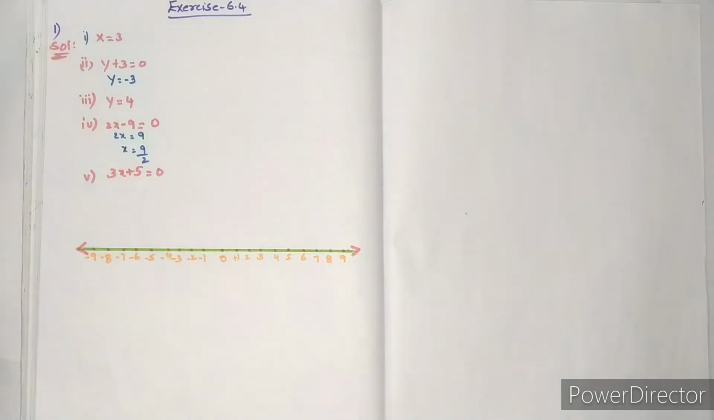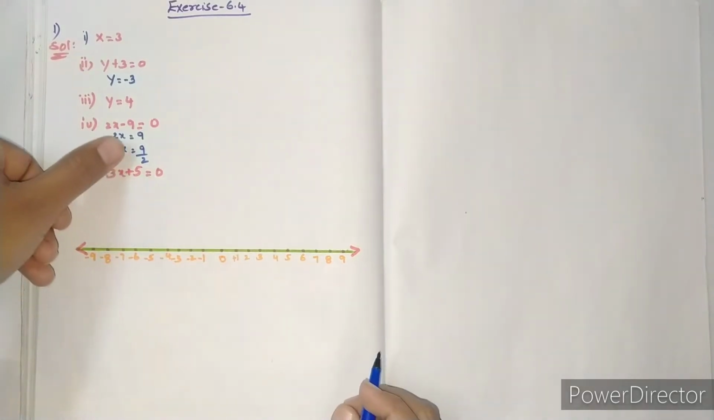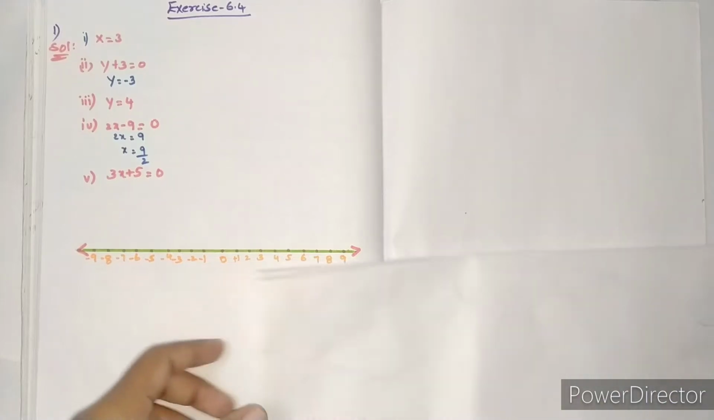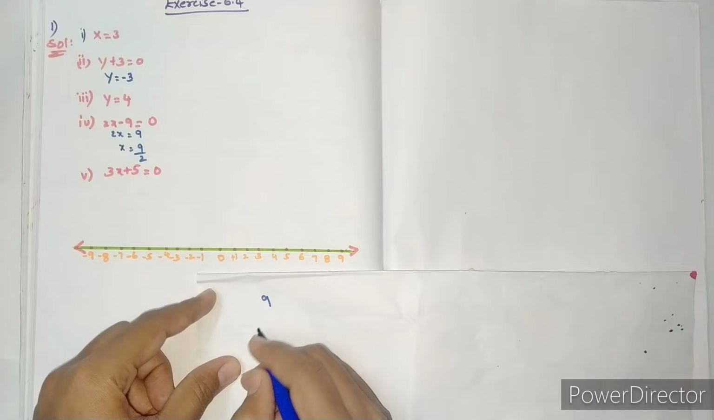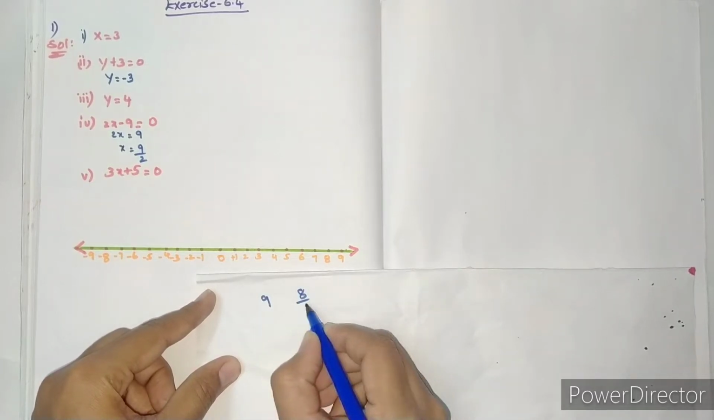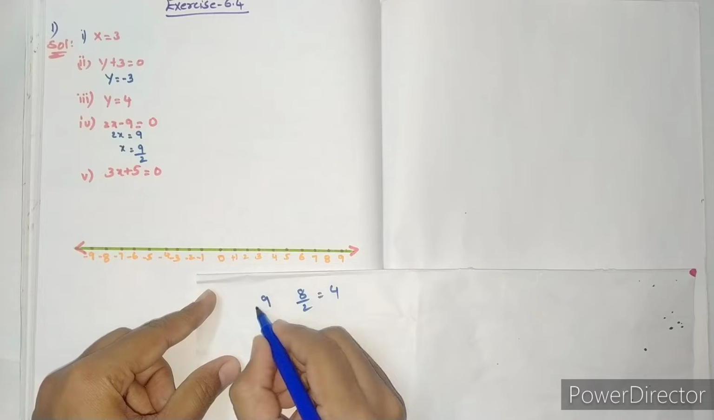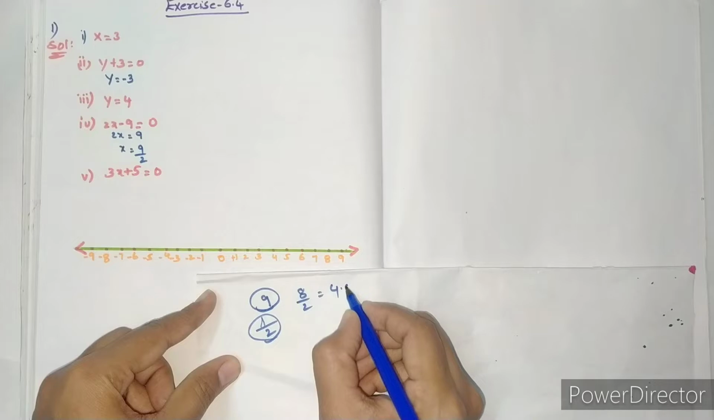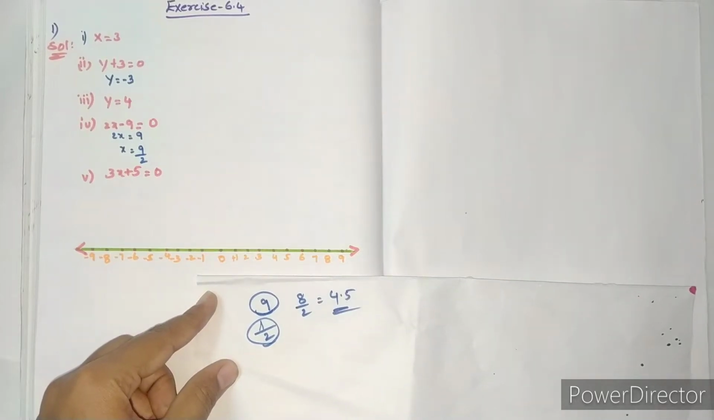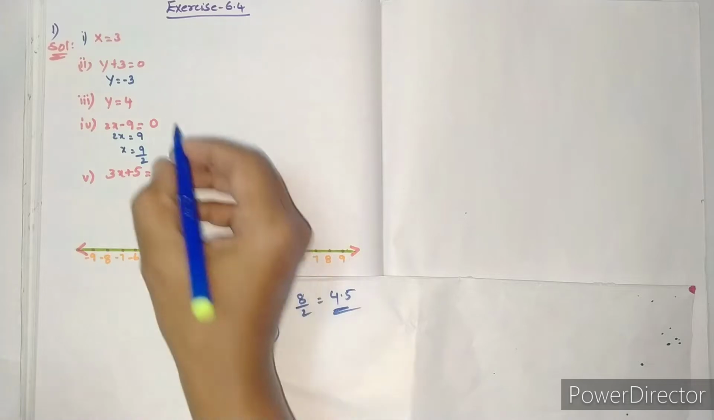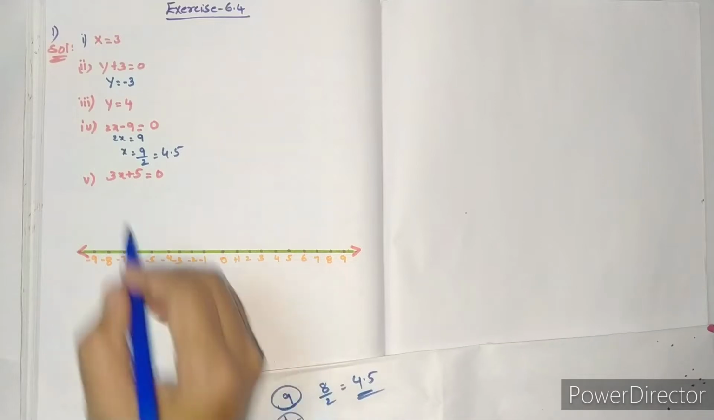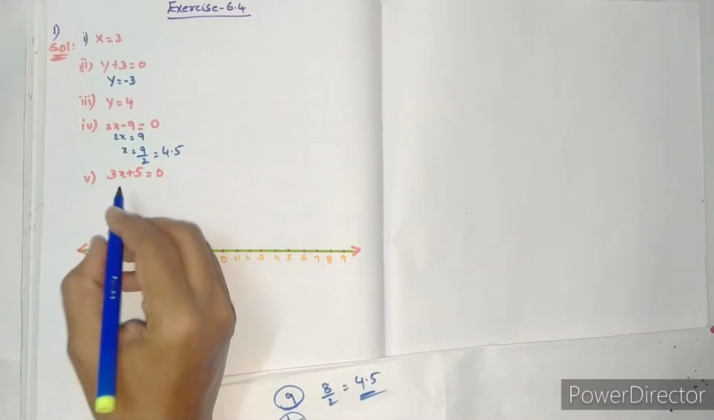Whenever you feel difficult to calculate values like 9 by 2, just convert into money. So what is half of 9 rupees? 8 rupees half is 4 and the remaining 1 is there. So what is half of 1 rupee? 50 paisa. So it is 4.5. Very easily you can calculate 4.5.